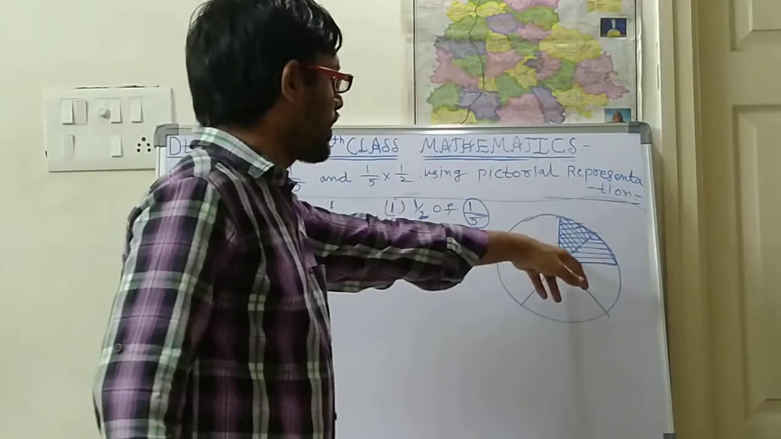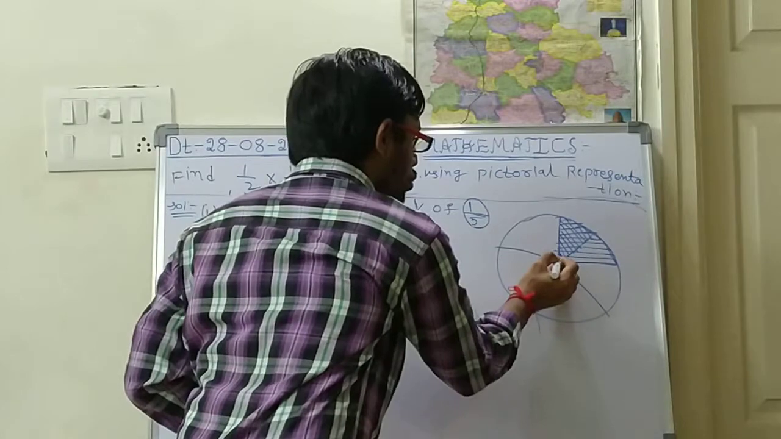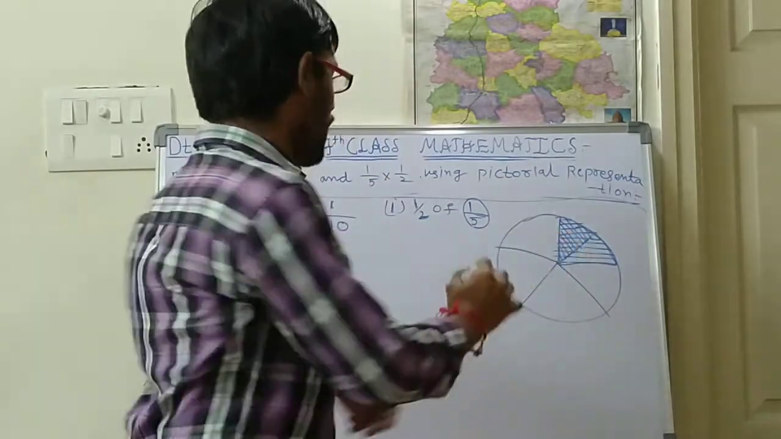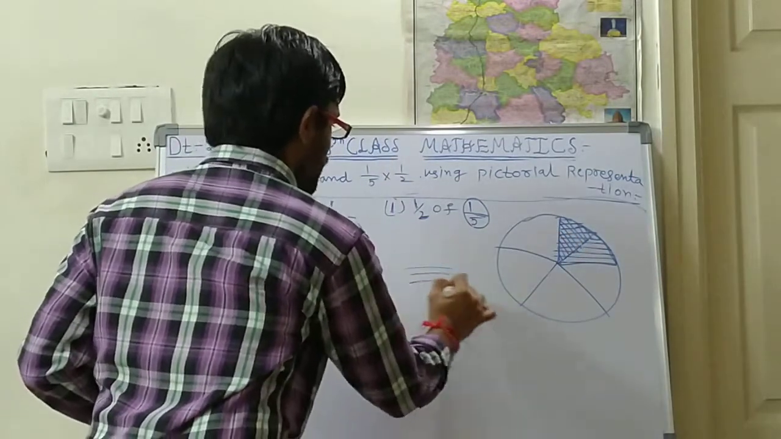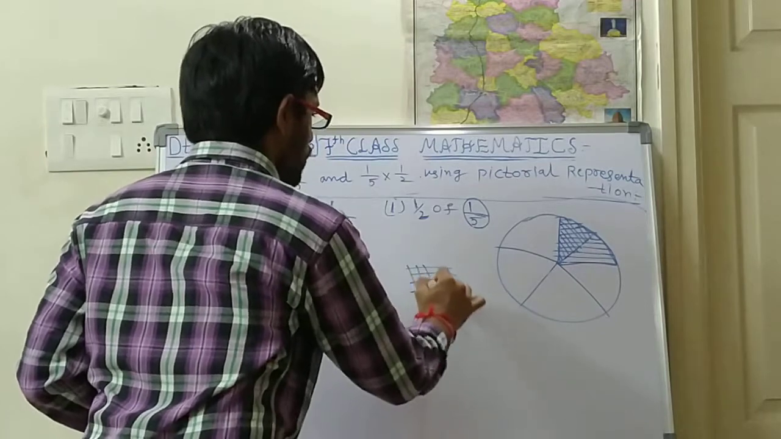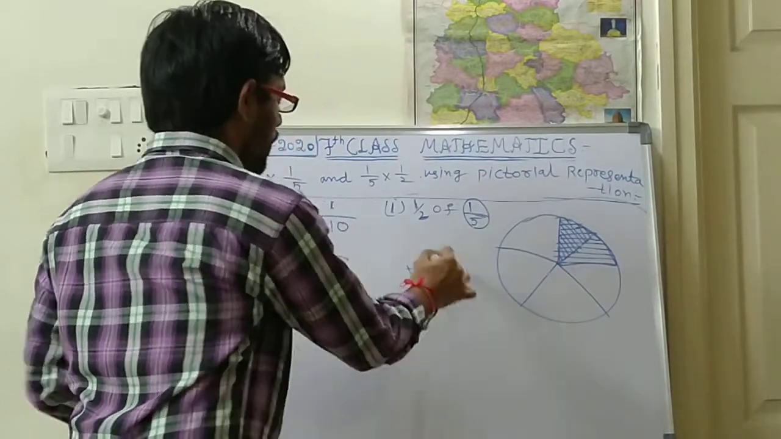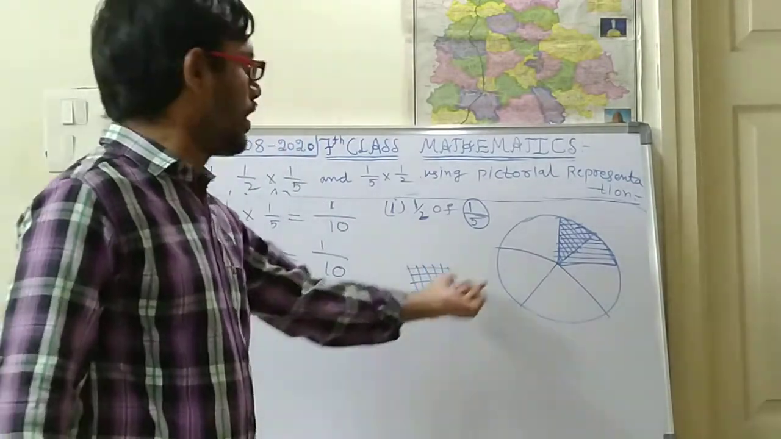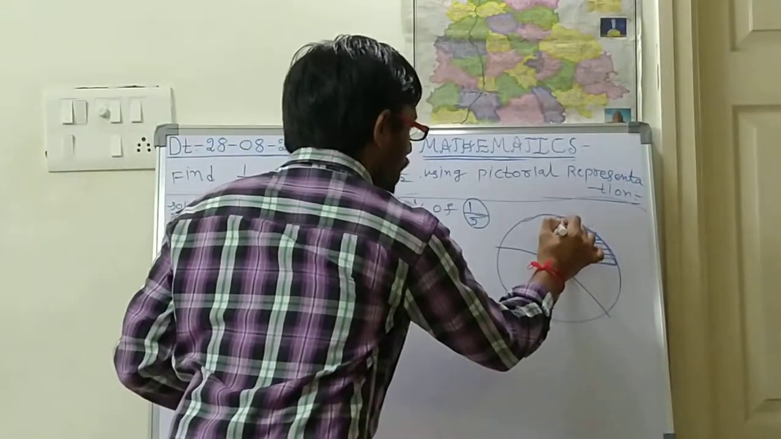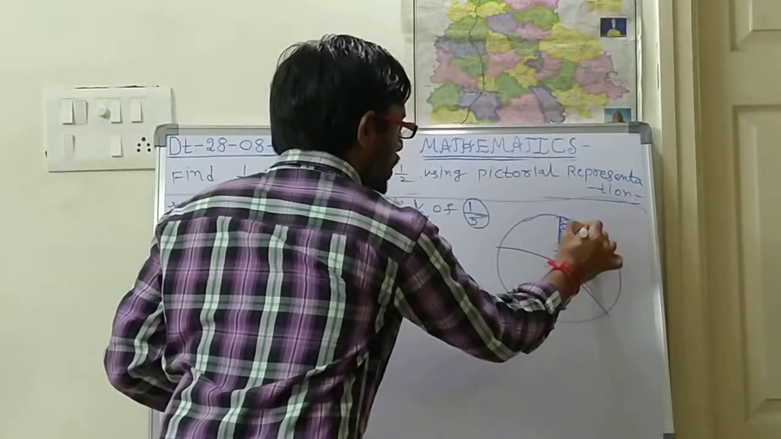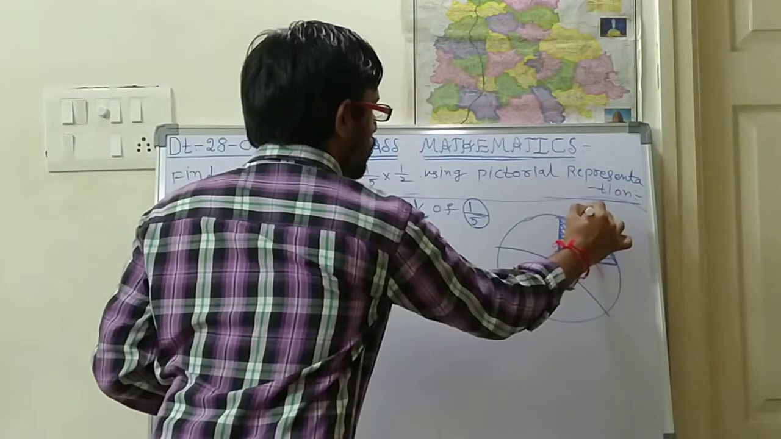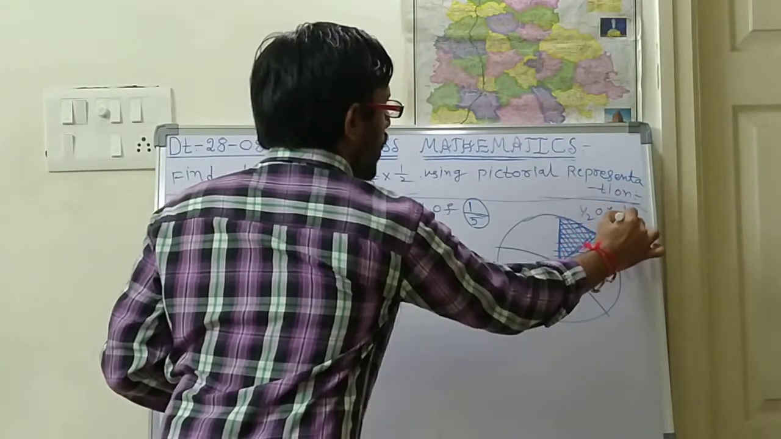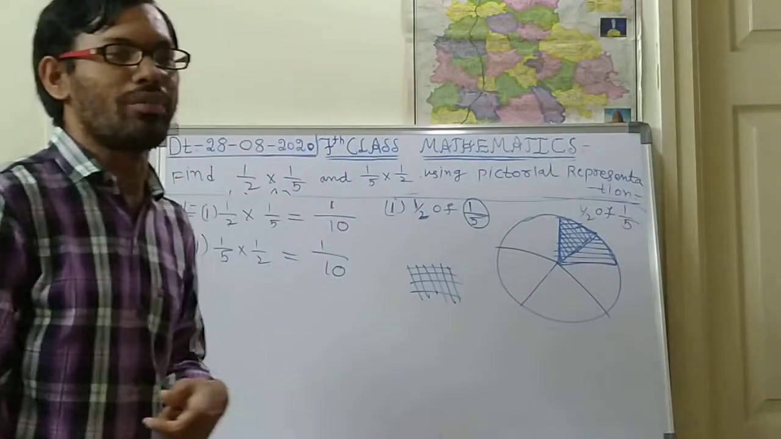In the upper region there are two common lines. One is like this and another is like this. So you are seeing the double crossed lines. So whatever part we have done, that is 1/2 of 1/5.